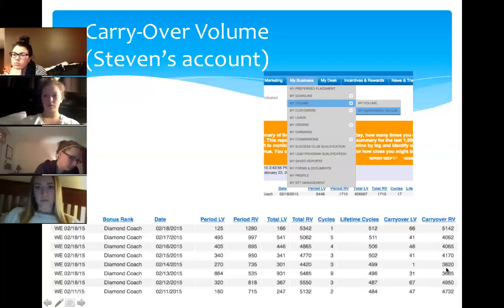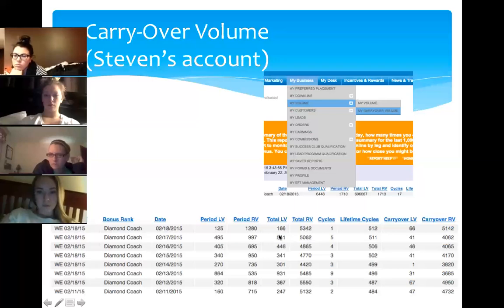My right leg is starting to grow the carryover volume, meaning that my left leg, the 100 to 200, I don't have enough volume on my left leg. And what that means is, okay, how can I explain this? On February 17th, I had 495 volume. Total left leg, I had 541 left volume and 5,000 right volume.